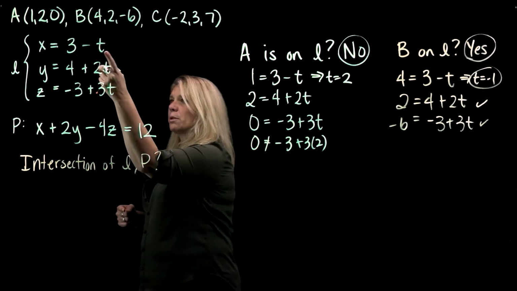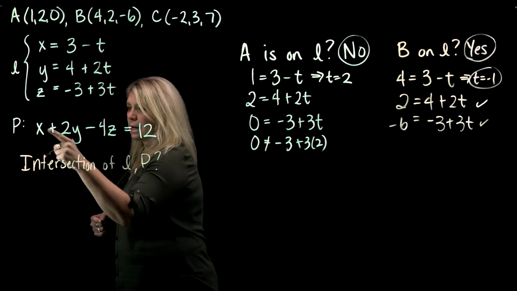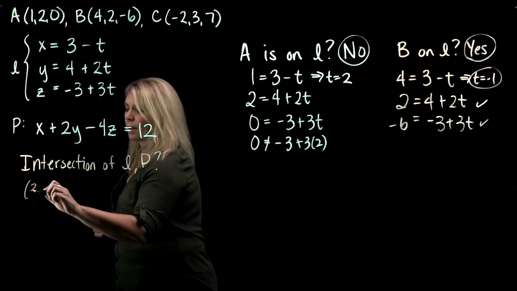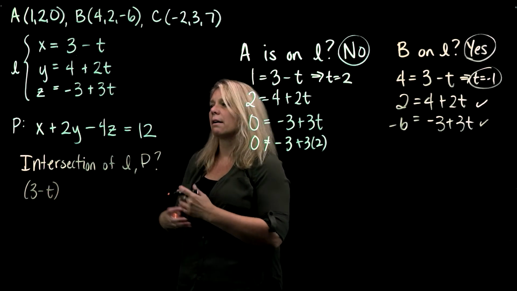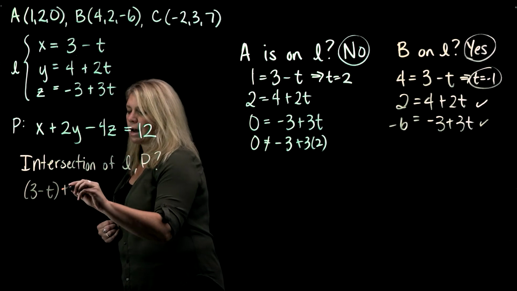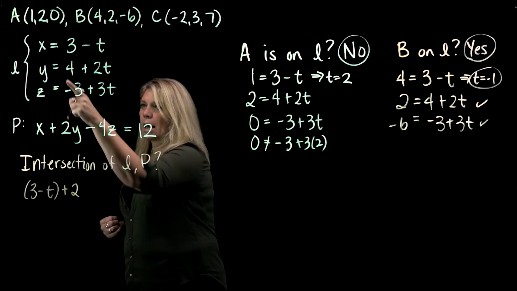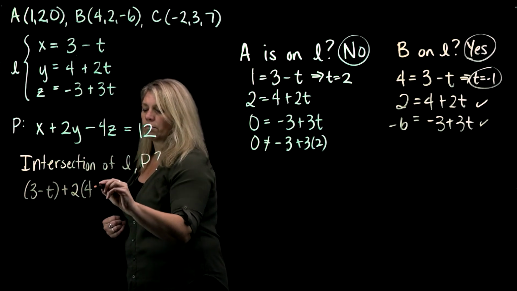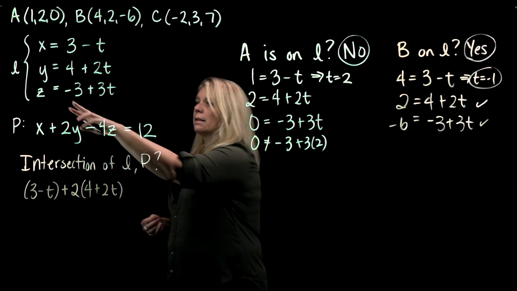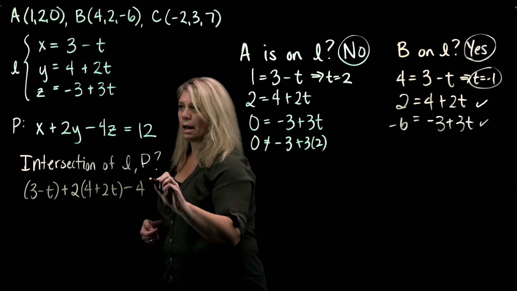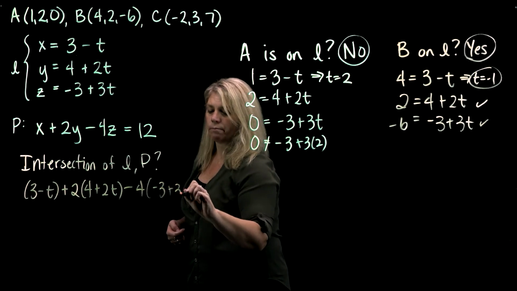All right, so I'm just putting 3 minus t in place of x. I'm going to put parentheses there just for grouping symbols, but they're not really necessary. You can remove those when you simplify. Plus 2 times my y. And then for the z, I'll put in negative 3 plus 3t.